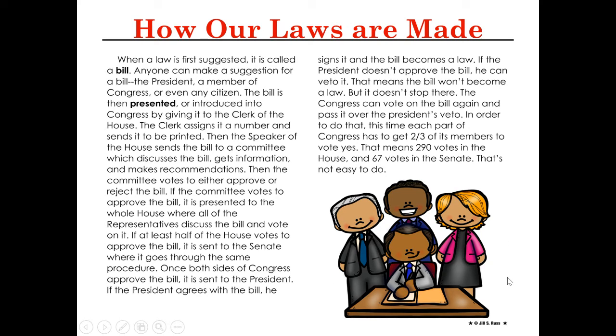So you can see it definitely takes a lot of work in order for us to have the laws that we have in place. They've had to be discussed, talked about, looked at, broken apart, and decided on by lots of people before they went into place. We're going to continue to learn about how our laws are made and then come back and answer our questions.